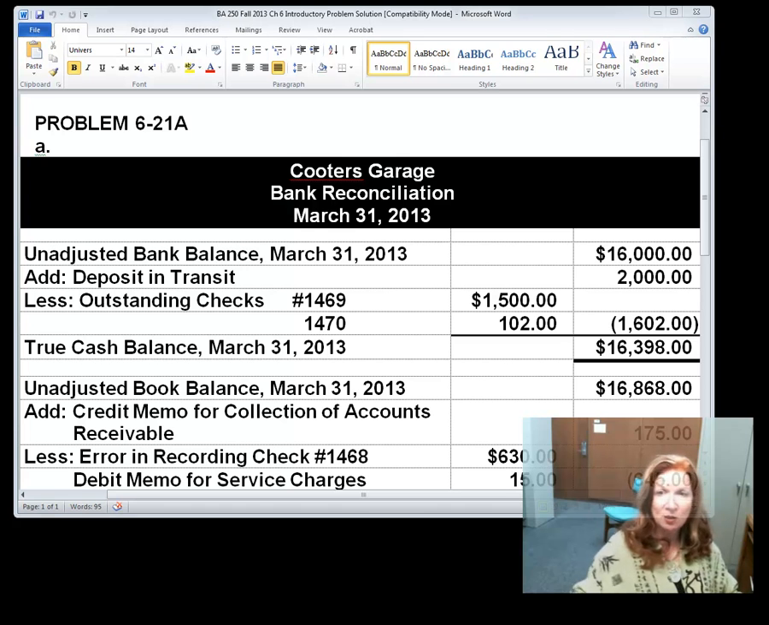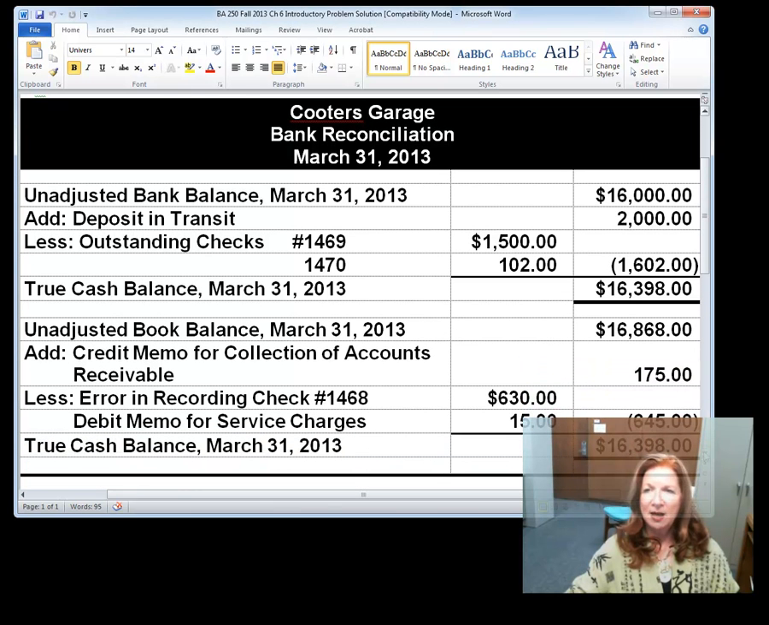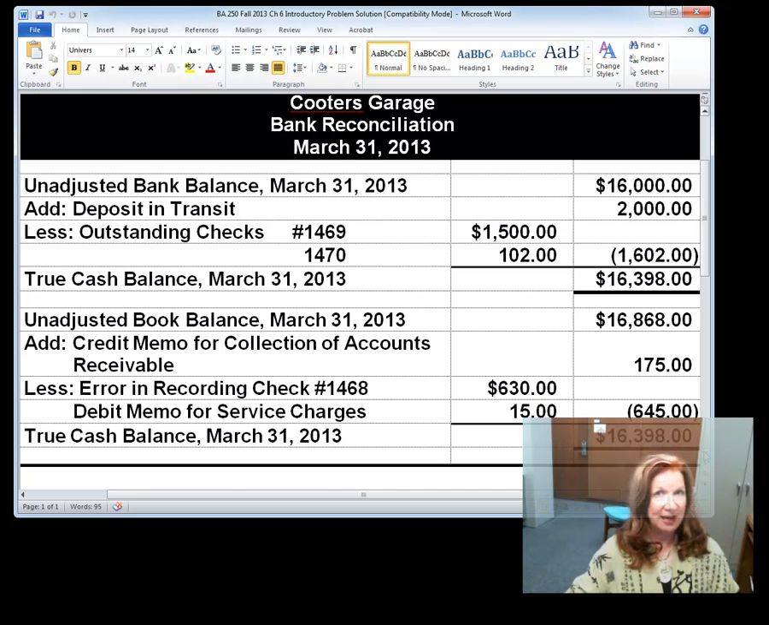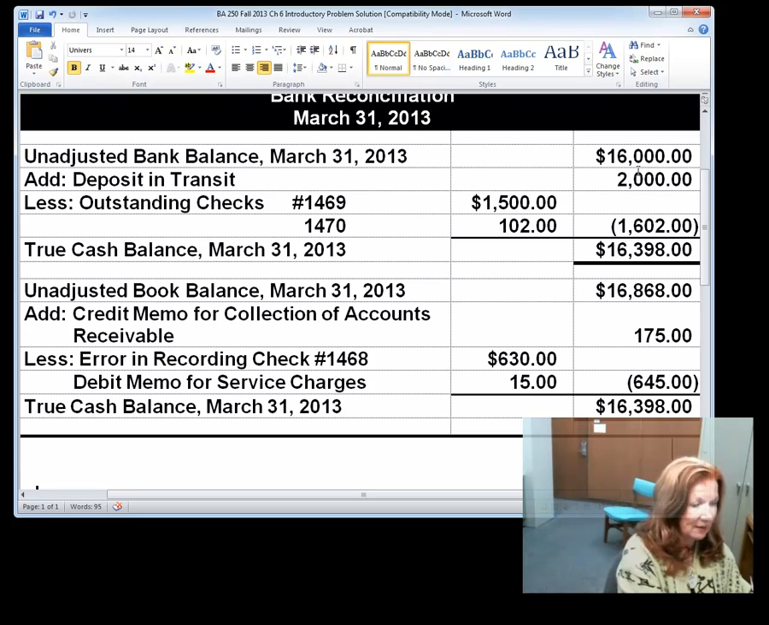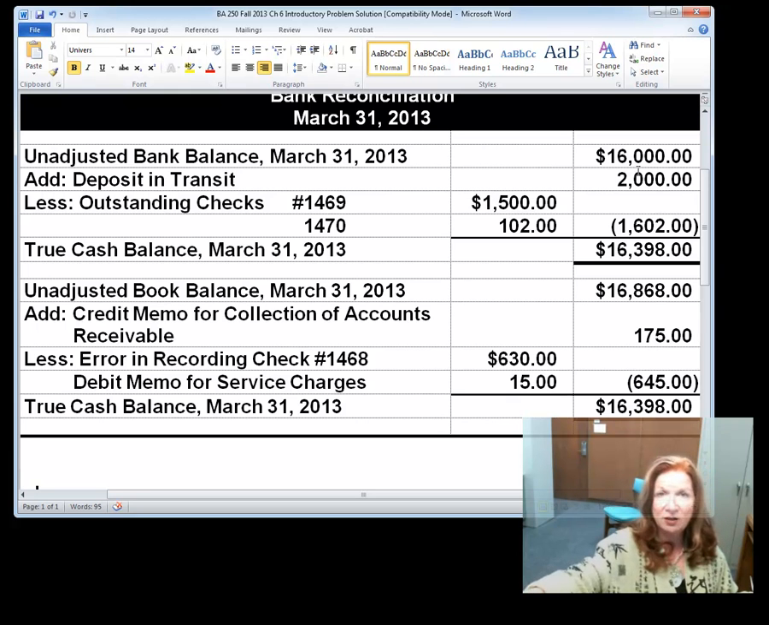So as we look over here at the bank reconciliation, notice that we have the name of the business, the bank reconciliation, and the date. That's how all schedules are set up. And the unadjusted bank balance for March 31st was $16,000. So if you look up here at the bank statement at the top of the problem, it says ending balance 3/31, $16,000. That's where that amount is coming from. So we would put that in here first.